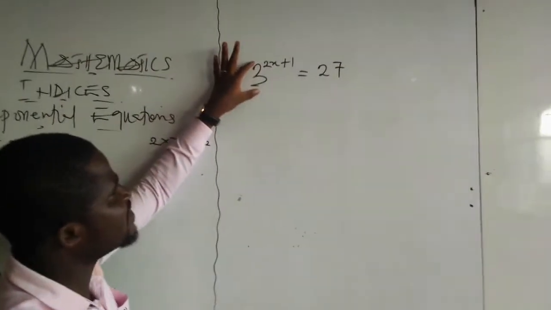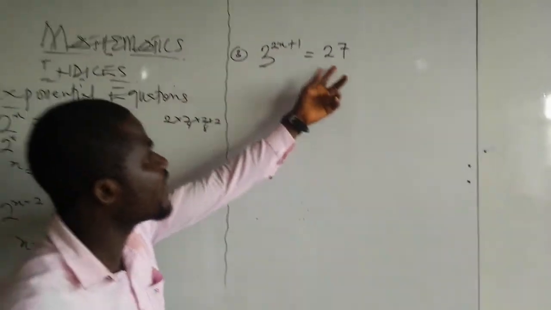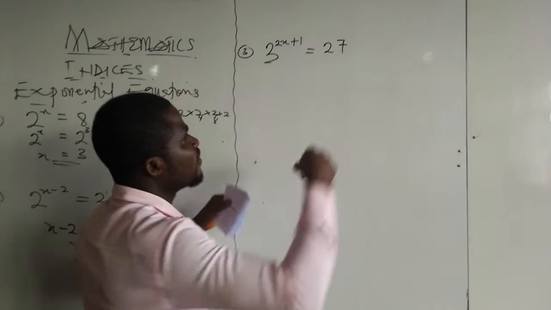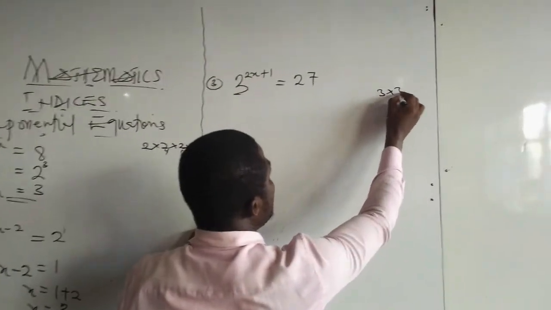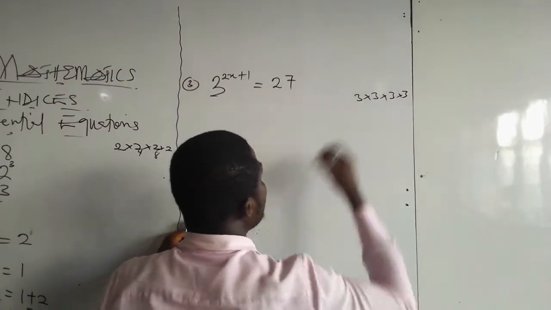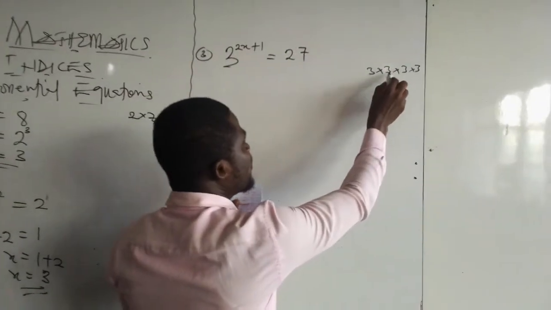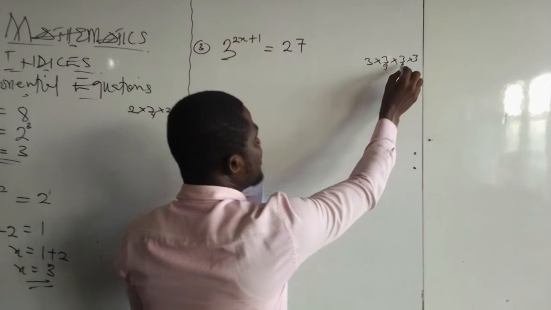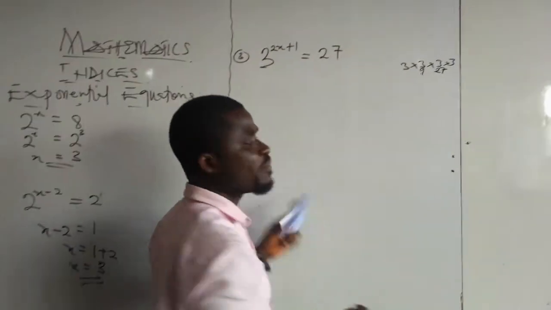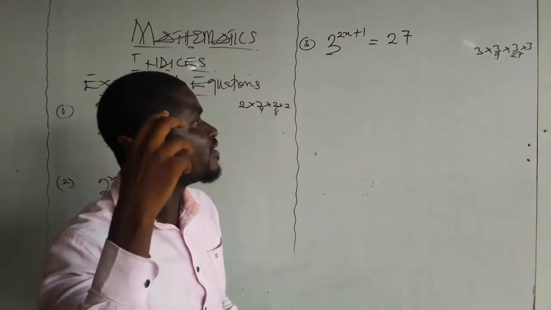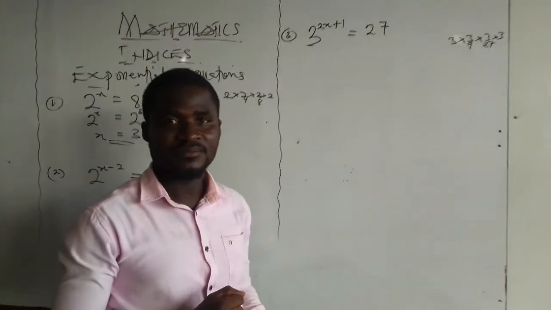Now here we have base 3. So we have to break 27 to base 3. Okay? So 3 exponent what number will give you 27? So write 3 times 3 will give us 9. 9 times 3 will give us 27. So it means that 3 exponent 3 will give us 27.